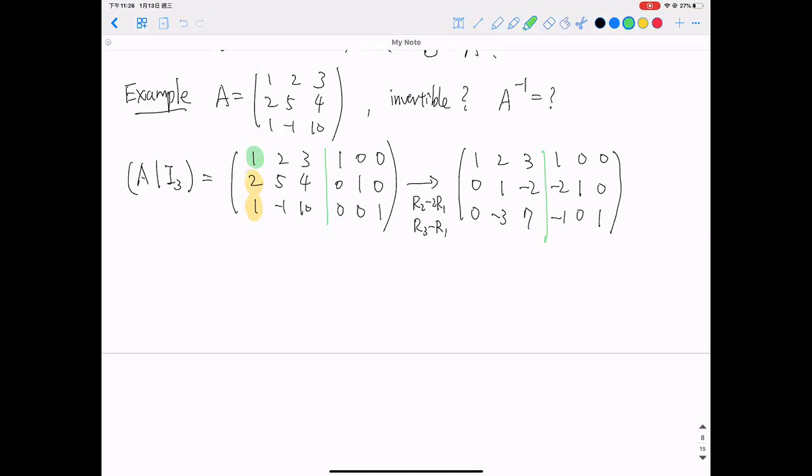Okay, now we move on to the next row. Row 2 has a leading non-zero being a 1, which we will use to get rid of the other two entries in the same column. Okay, and that requires the following operations: R1 minus 2R2 and R3 plus 3R2. That will keep R2, so that's just these guys.